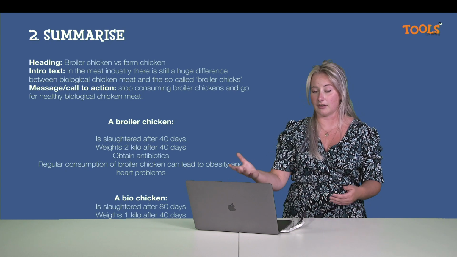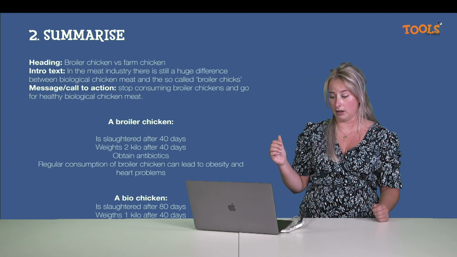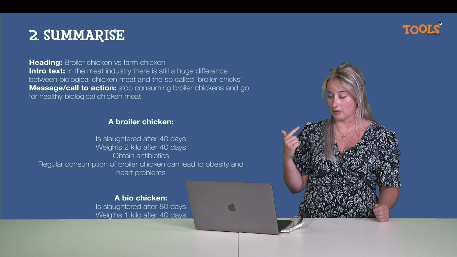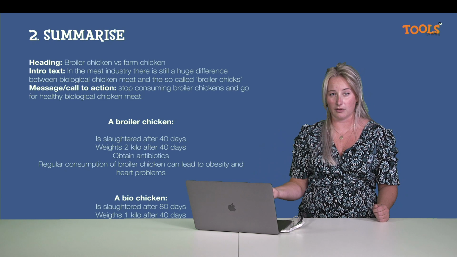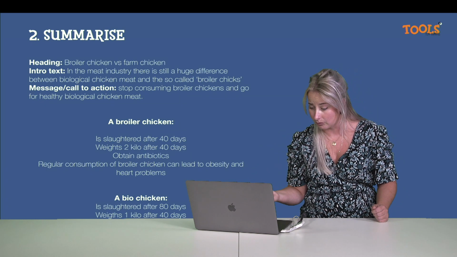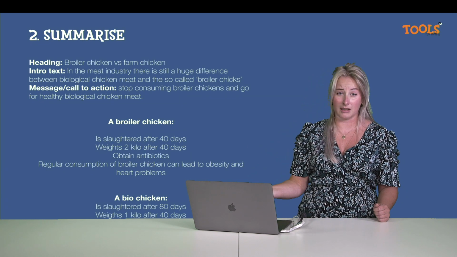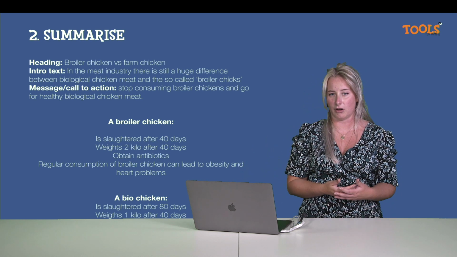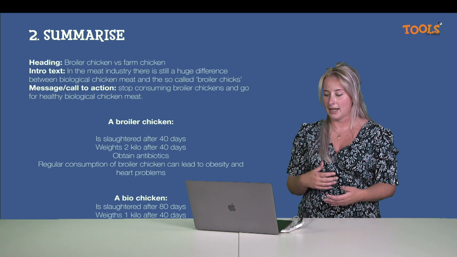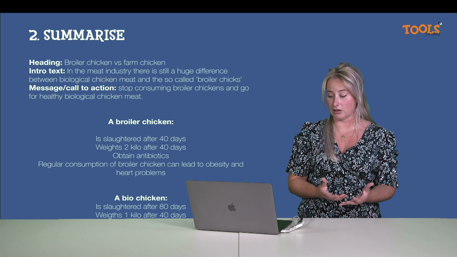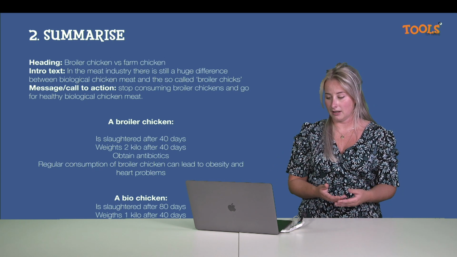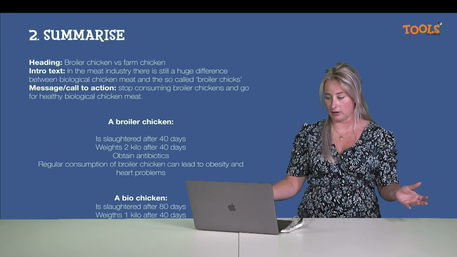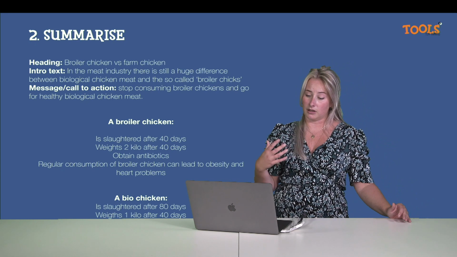And then I have the data I want to visualize. So they live for only 40 days, the broiler chickens. They weigh 2 kilos after 40 days. They obtain antibiotics, and regular consumption can cause 2 different kinds of health problems. And the biological chicken is slaughtered after 80 days, weighs 1 kilo after 40 days, and doesn't need any antibiotics. So how does it look now?